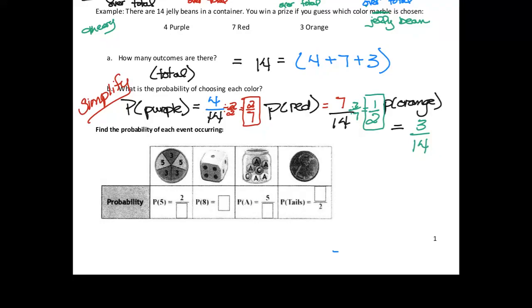All right, I want you to try the bottom there. It's kind of hard to tell, but it says, what's the probability of getting a 5 on this spinner? The spinner says 5, 3, 5, 3, and 3. What's the probability of getting an 8 on a 6-sided die? Are you guys familiar with dice? On a 6-sided die. What's the probability of getting an A out of these balls in the jar?